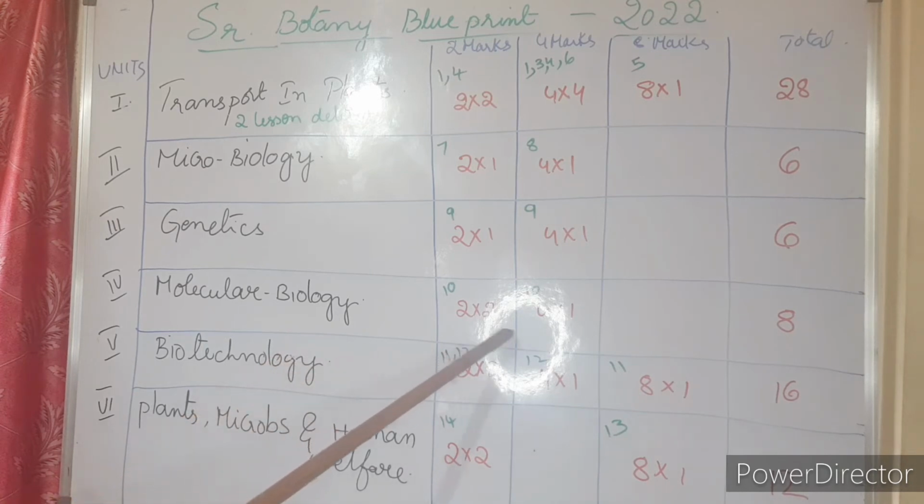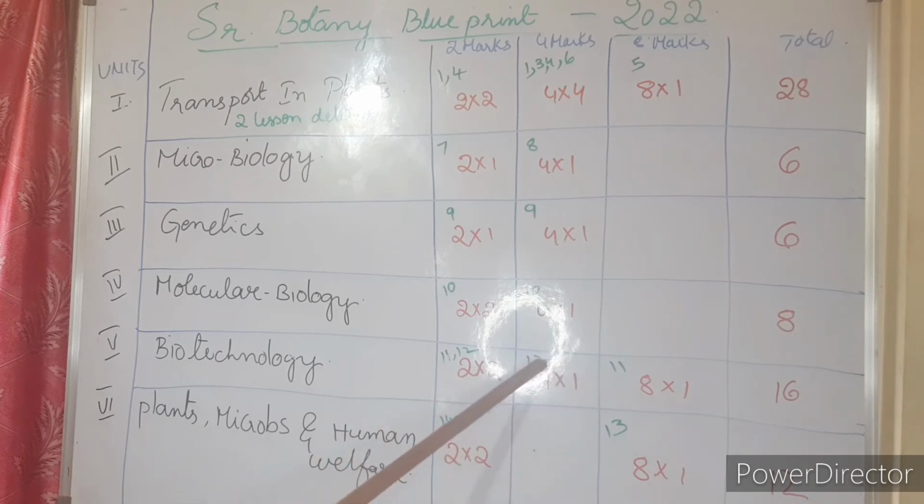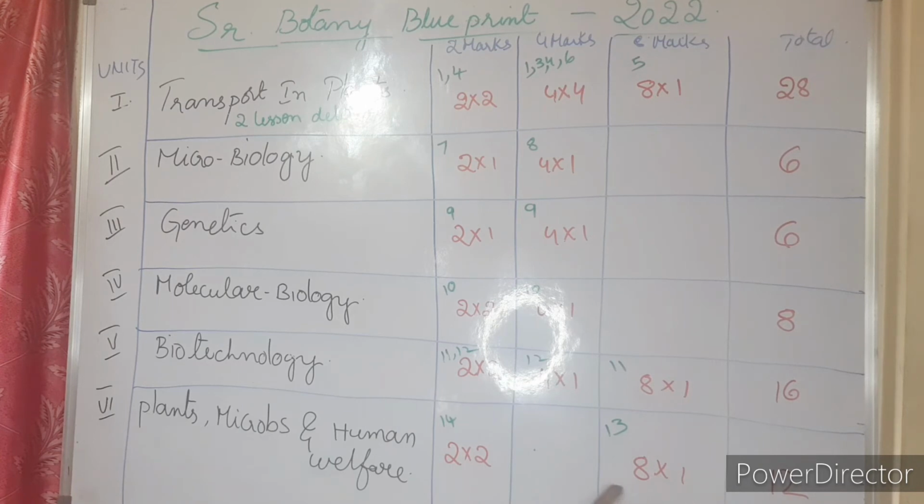From chapters 11 and 12 we are getting 2 mark questions, from the 12th chapter we are getting 1 4 mark question, and from the 11th chapter we are getting 1 8 mark question. So total 16. Coming to plants, microbes and human welfare, in this unit we have the 13th and 14th chapters. From the 14th chapter we are getting 2 mark questions, and from the 13th chapter we are getting 1 8 mark question. So we are getting 12 marks in this unit.